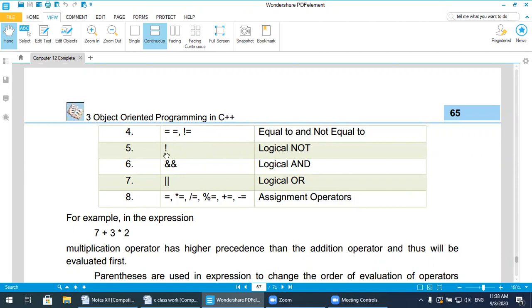At the fifth position, logical not will be solved. At the sixth position, logical and will be solved. At the seventh position in the precedence, logical or should be solved. And at the eighth position, the equal sign, the assignment operator. This one is called the assignment operator, and this one is known as the binary assignment operator: plus equal, slash equal, modulus equal, minus equal, and so on. These are called the assignment operators.